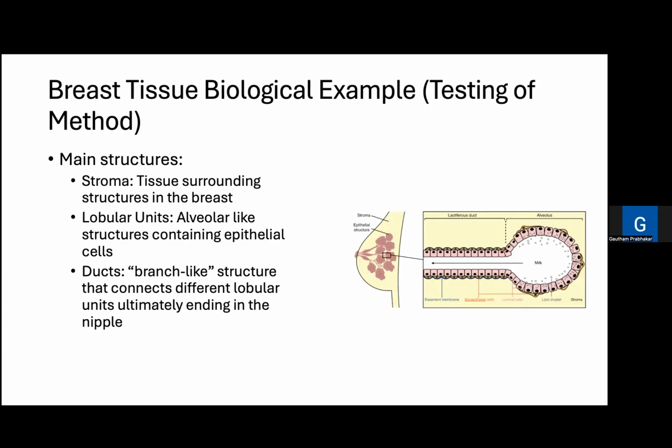In breast tissue, the three main structures are the stroma, the lobular units, and the ducts. The stroma is the tissue surrounding the structures, like the ducts and the lobular units in the breast. The lobular units are alveolar-like structures, similar to the lung, that contain epithelial cells and perform functions within the breast. And the ducts are the branch-like structure that connects the lobular units to the nipple, ultimately for lactation purposes.